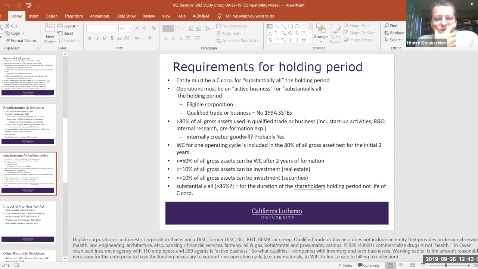Is it 90%, 95%, 85%, 80%? There's a case under another code section where there was an analysis done by the court, and the court said over 86% or higher was substantially all. And if we use that case and analogize to the substantially all under the section 1202 rules, if 86% of the period of time the entity is a C Corp, then it would qualify.